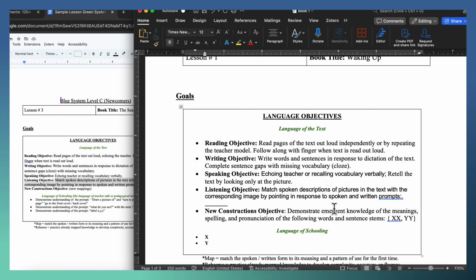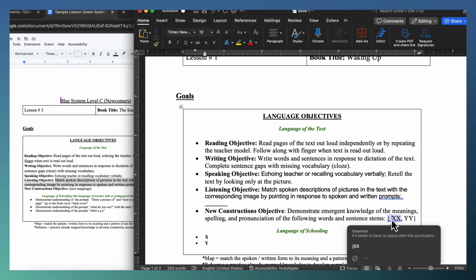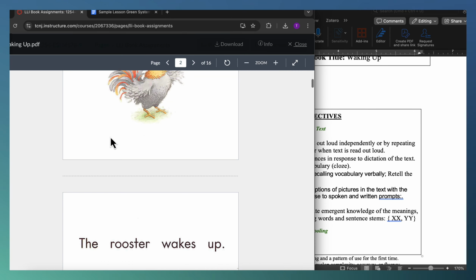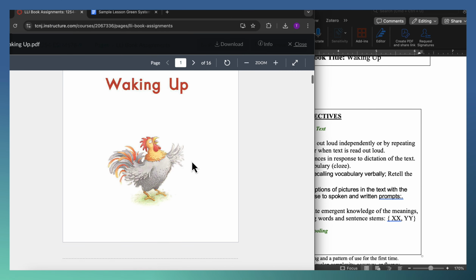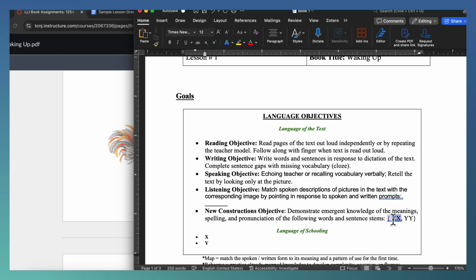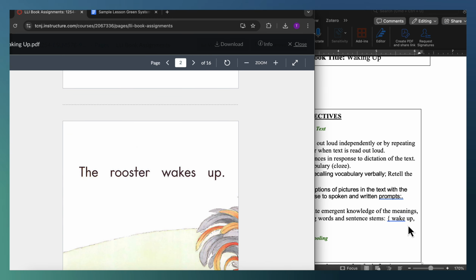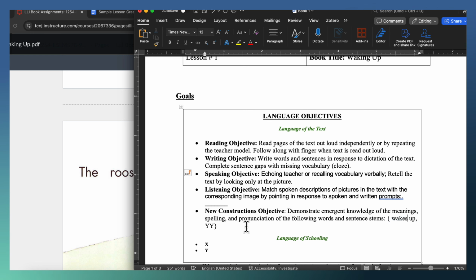Okay. New constructions objective. Demonstrate an emergent knowledge of the meanings, spelling, and pronunciation of the following words. Now here is where we are going to look in the text. I am going to look at the rooster and waking up. So I'm going to have wake up, or even wakes up, because that's how it's written. Maybe I'm actually going to do it that way, just because it reflects the text.